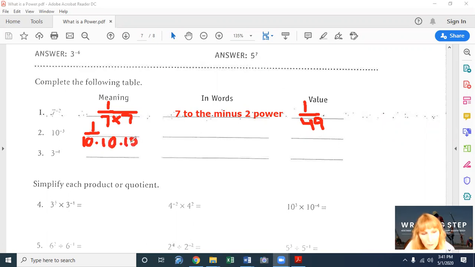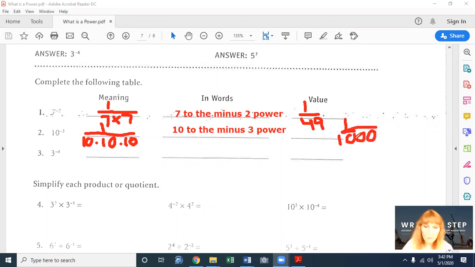And I'm going to extend my line all the way over. And maybe I should move my 1 so it's more in the middle. So 1 over 10 times 10 times 10. In words, that would be 10 to the minus 3 power. And what is the value of 10 to the minus 3 power? The value would be 1 over 10 times 10 times 10. 10 times 10 is 100, times another 10 is 1,000. So the answer is 1 over 1,000.